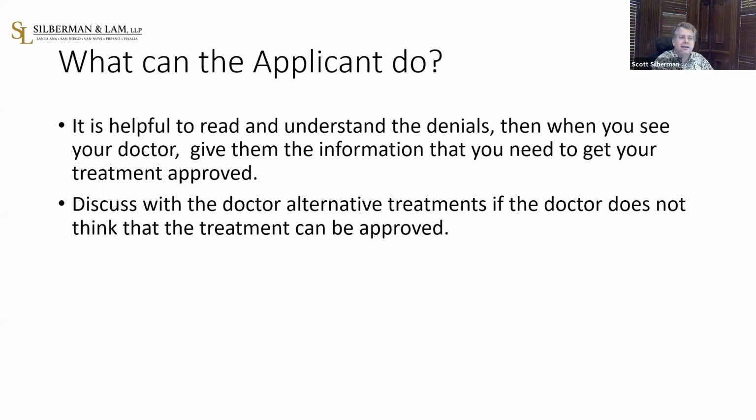Now, the applicant can also discuss with the doctor alternative treatments if the doctor does not think the treatment can be approved. Okay, the doctor may say that he understands that this medication works for many people. However, it's no longer on the formulary for workers' comp medications, right? So then ask him, doctor, we've tried this for 3 months. They keep saying it's not on the formulary, it looks like it's not going to be approved. What other medications can I take? Is there some other kind of treatment that I can have?